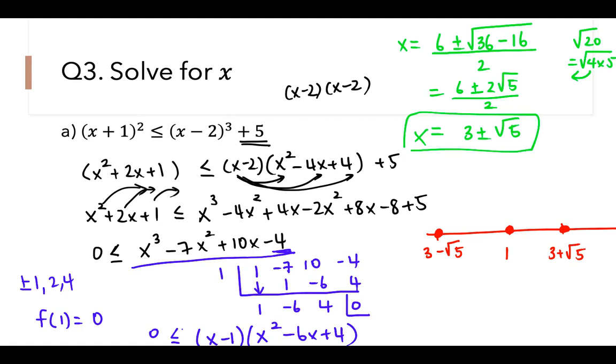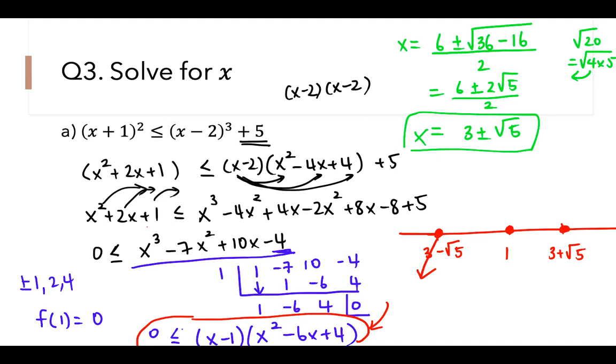Now I'm going to plug in a number that is smaller than 3 minus square root 5. It could be like negative 10. So we're going to plug in negative 10 into this formula. Okay, so you can plug it in here and tell me what the sign is. You will notice that it's negative. So if it's negative, that means it's going to be going downward.